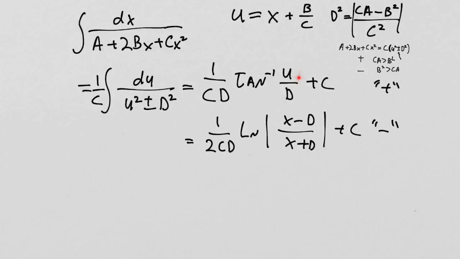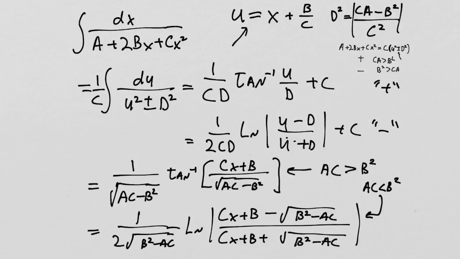The plus possibility gives you this inverse tangent function, which we'll have more to say about in a moment. And the minus version gives you the little more complex natural log of this ratio. And now, of course, these x's here should be u's. But the last step is just that: to substitute back for u. And ultimately, if you finish that substitution, this is what you get.